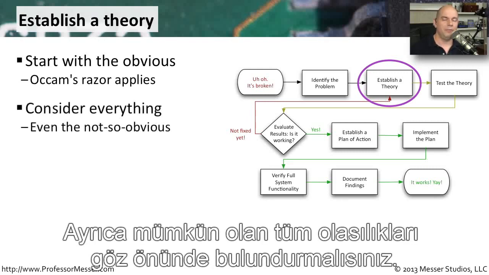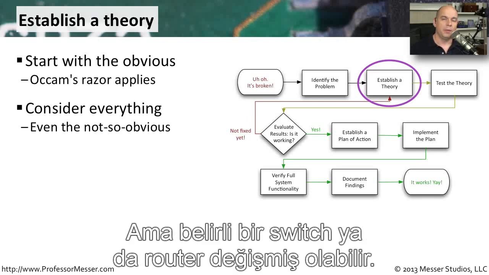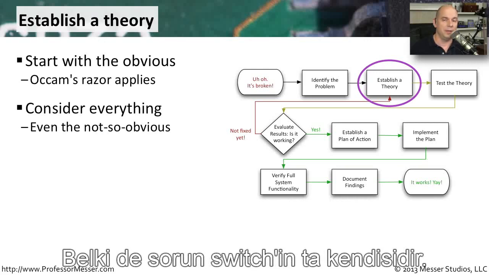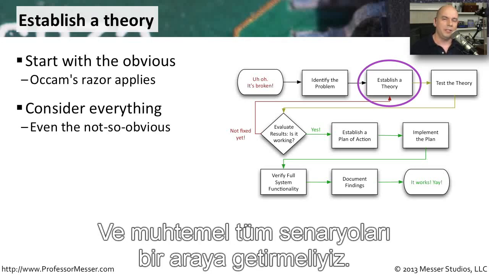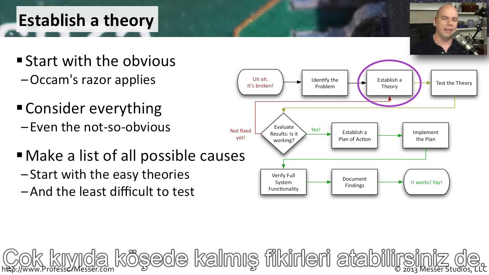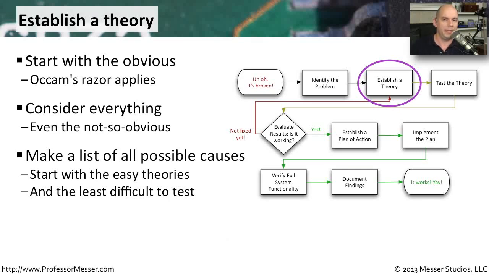You also need to consider every reasonable possibility. Certainly, we don't worry about aliens coming down and destroying our network, but there may be changes to a particular switch, a particular router that now cause you to question how the operating system might be performing in those devices. Maybe it's the switch itself causing our problem, or it may not be. We need to come up with a number of different criteria to choose from, and so we need to put together every possible scenario. And then we can start determining which ones of these possibilities might really apply here. We can throw out the ones that may be completely off the beaten path, but we may also want to start with some easy theories and work our way until we get into some of those much more complex theories.